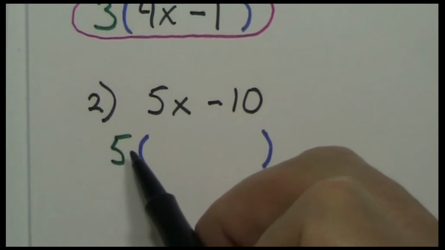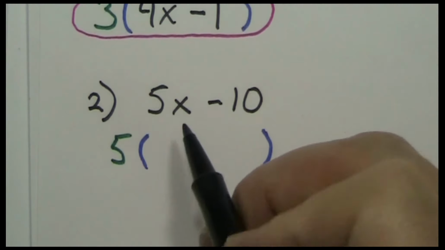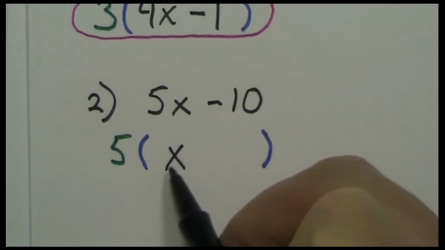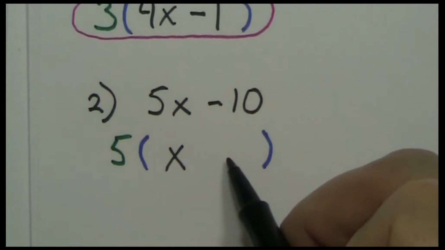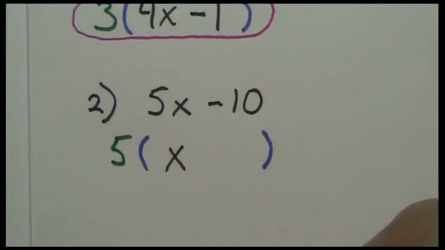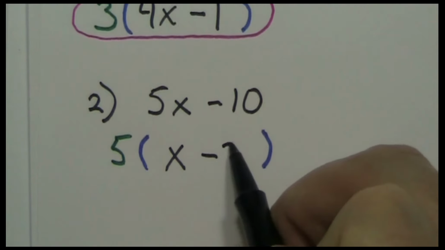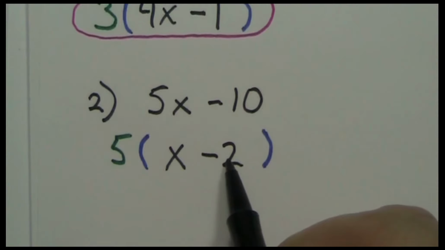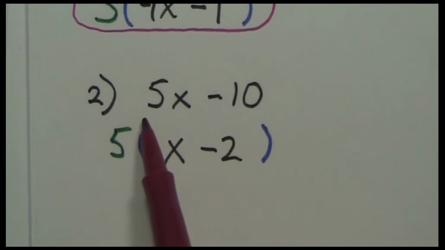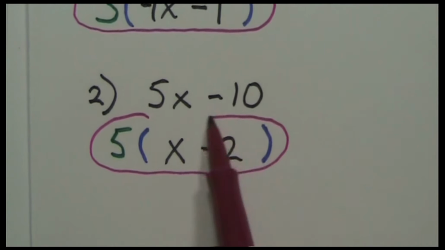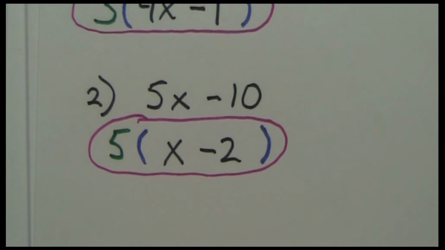And if you want to, you just go backwards. 5 times something is 5x. 5 times x. If you want to put a 1, you can. 5 times something is negative 10. 5 times negative 2 is negative 10. Done. And that's it. That's factoring. It's distributive property reverse.